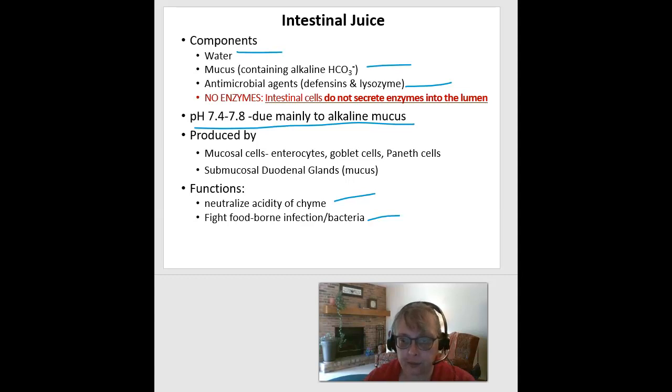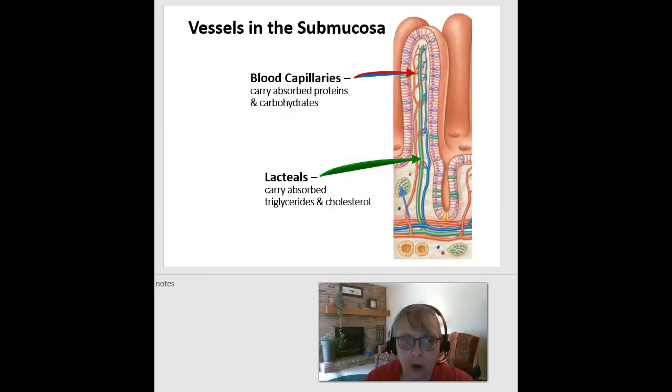Let's look at the submucosa just a little bit before we talk about chemical digestion. So the submucosa is blood vessels. I guess my microphone stopped working and I'm not sure where it stopped, so I'm going to go with these intestinal cells one more time.